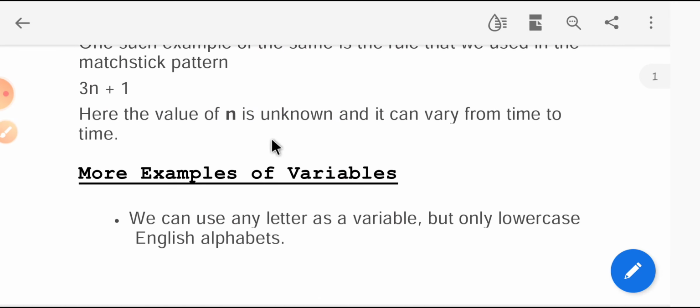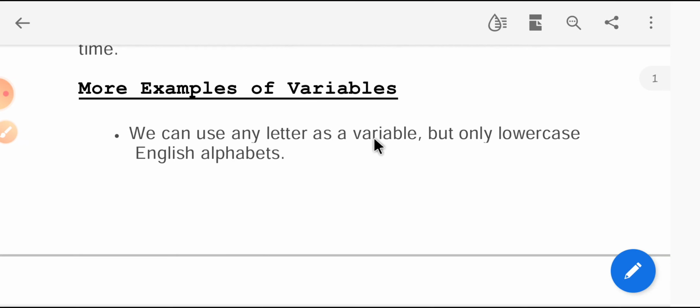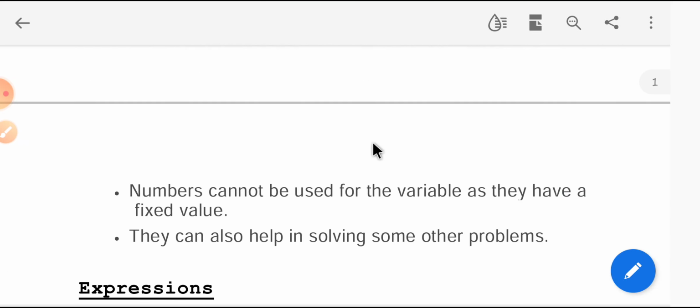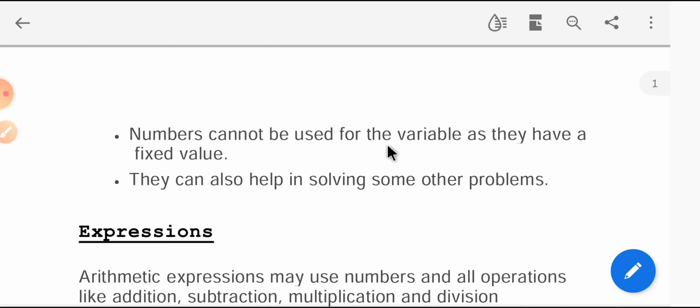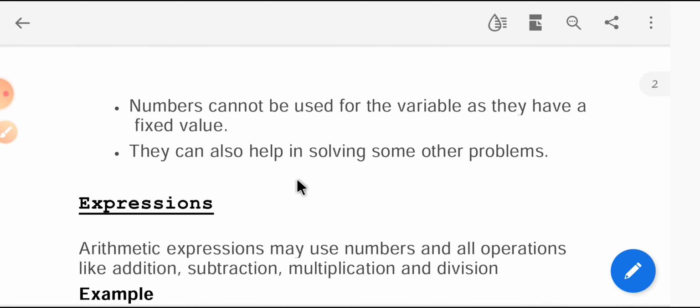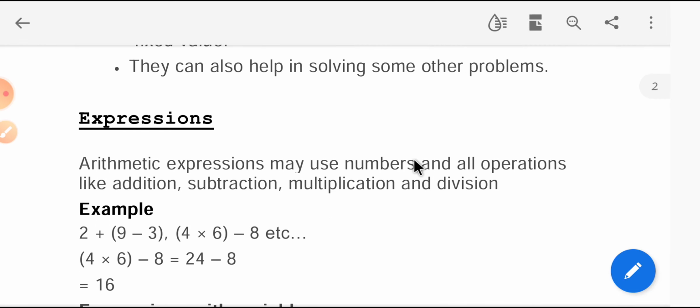So what are the more example of variable? We can use letter as a variable but only lowercase English alphabet. Numbers cannot be used as a variable because they are fixed value. Numbers तो constant होते हैं, इसलिए हम variable की जगह use नहीं कर सकते. And they are also helping in solving some other problem.